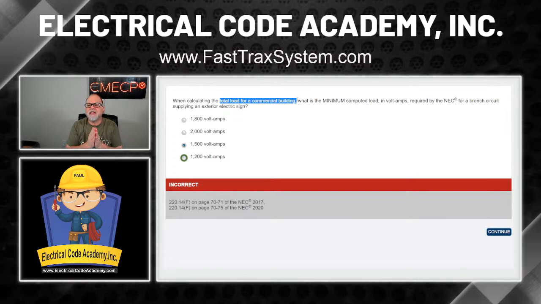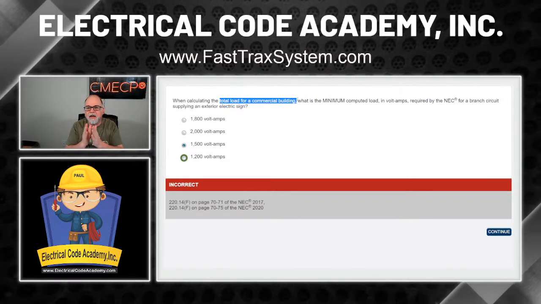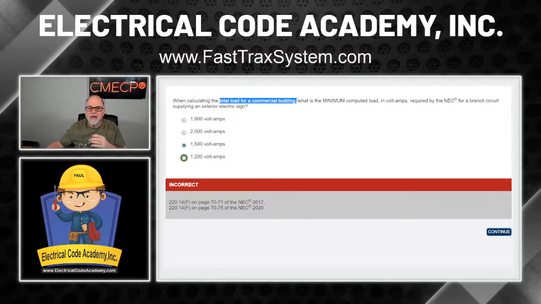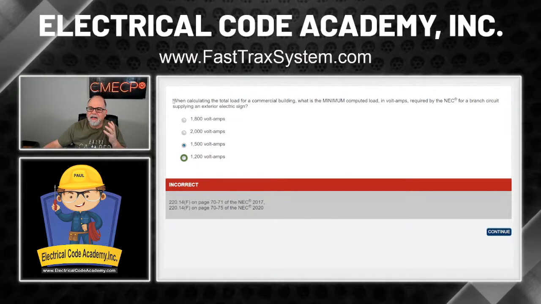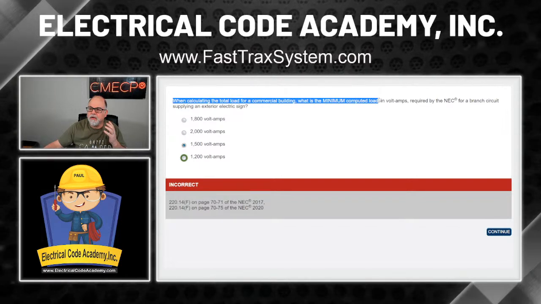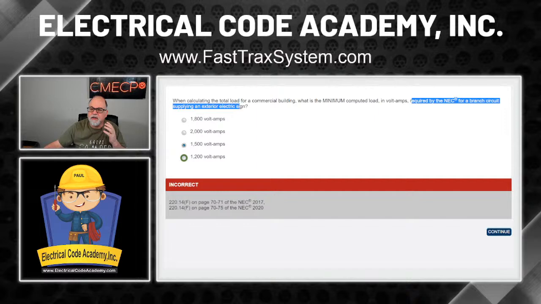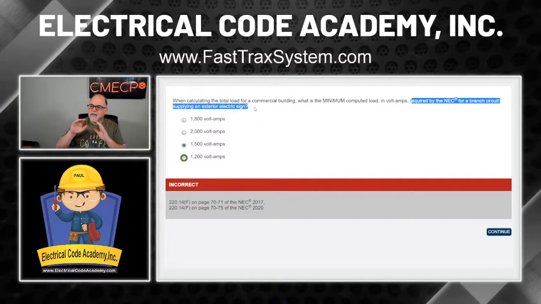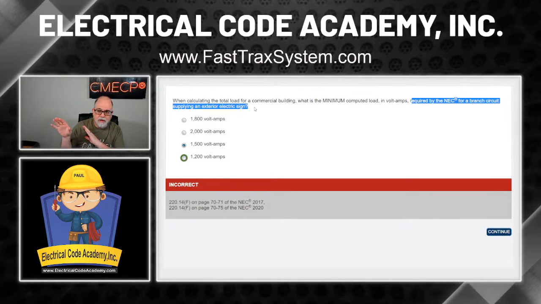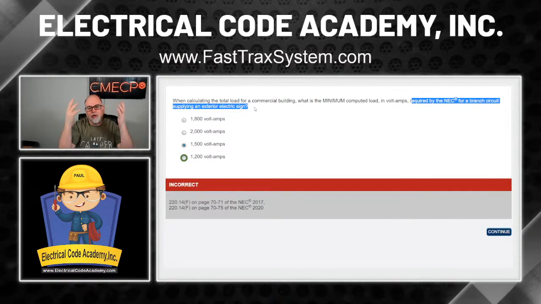Because it is so easy to go down the rabbit hole and read a question and then go, okay, what are they asking me? Because this question misled you. It says, when calculating the total load of a commercial building, what is the minimum computed load in VA required by the NEC for a branch circuit supplying exterior exit signs? Didn't matter because it wasn't sizing the branch circuit. It was obviously a branch circuit, the load to the exterior sign, but we're doing a load calc, an overall load calc.